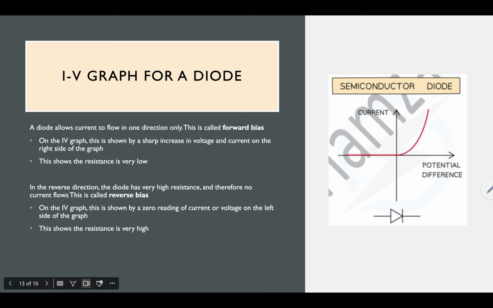A diode allows current to flow in one direction only, which is called a forward bias. So in the IV graph, as you can see, it only increased on one side, which means that this is a forward bias. And this increase in voltage and current shows that the resistance here is very, very low. However, in the reverse direction, the diode has a very high resistance and therefore no current flows. This is called a reverse bias. As shown in the IV graph, the current became 0.